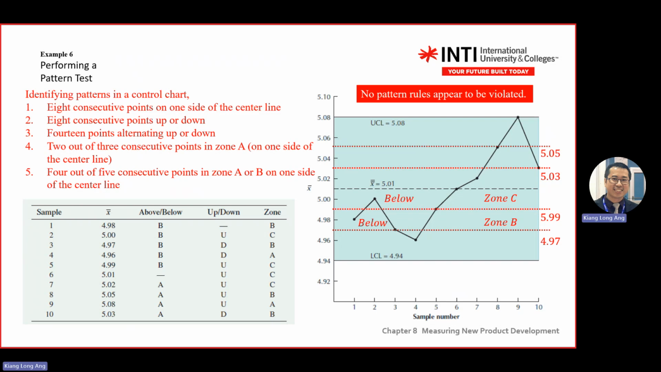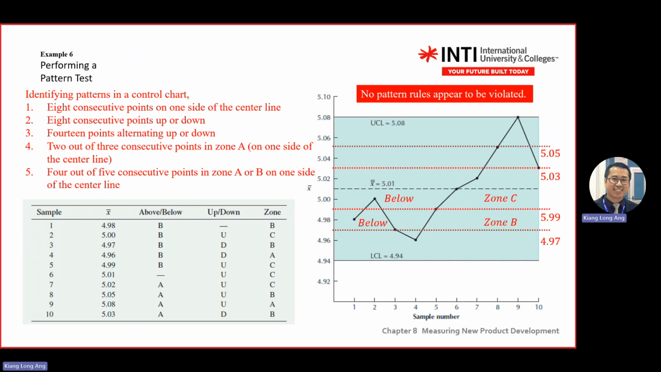So number 3, okay. Number 4: 2 out of 3 consecutive points in zone A. You calculate. Zone A is here, and zone A is here, right? Do we have any 3 points or not? No, only 1 here, 1 here. So 4 also we don't have. Then 4 out of 5 consecutive points in zone A or B. So you calculate the last one. The last one is here. 1, 2, 3, 4, 5. This one is on the mean. So also we don't have.